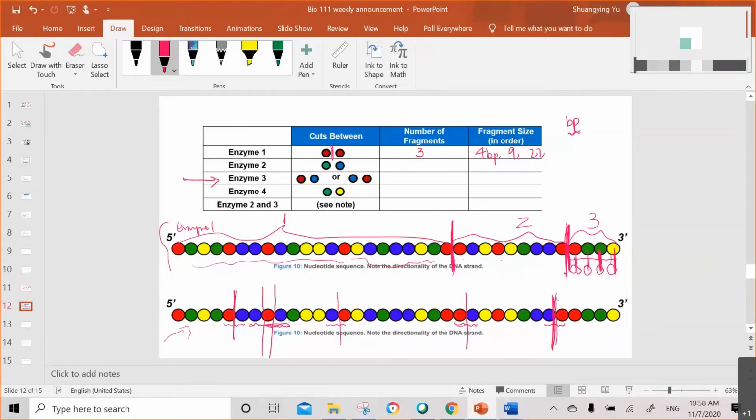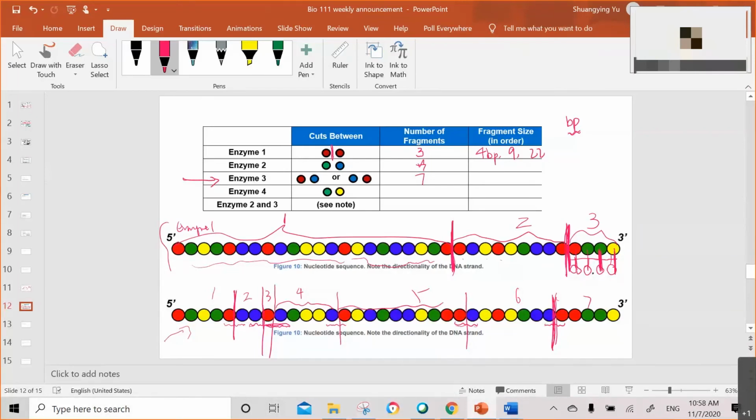6. Let's count. 1, 2. This is a very short one, and then the third fragment is very short. It has only 1 nucleotide. You didn't include that one. And then this one right here, 4, 5, 7. So that's 7 fragments. Okay, 7 fragments. Very good.